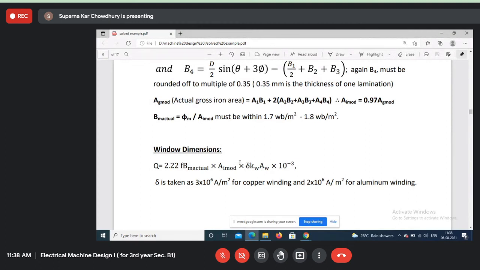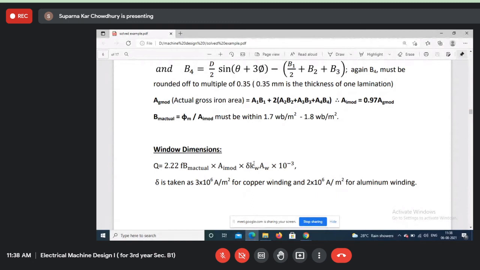Now the current density depends on the material. So we are using copper for conductors. So for copper, and a transformer is a static equipment, the maximum current density we will allow is 3 amp per millimeter square or 3 into 10 to the power 6 ampere per meter square. Kw we have to calculate. Now instead of copper, if we have aluminium, it will be 2 amp per millimeter square.